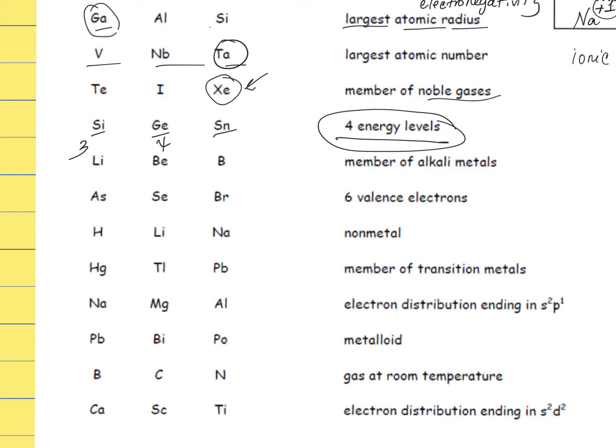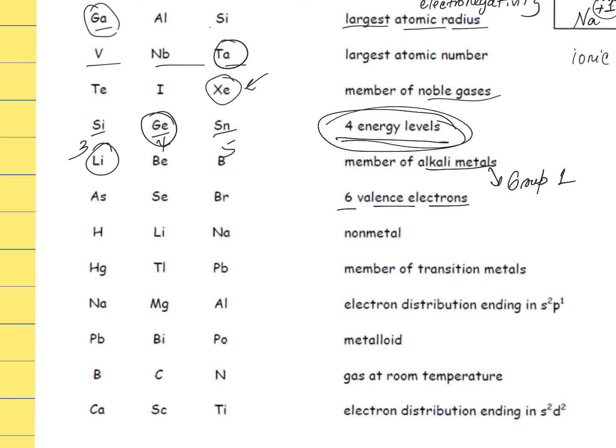SN, okay, I don't remember the name, is in period 1, 2, 3, 4, period 5. So the one that has 4 levels of energy is germanium, that is in period 4. Lithium, beryllium, and boron are in the same period, period 2. Member of the alkali metals: you know that the alkali metals are the metals located in group 1. So it's lithium over here.